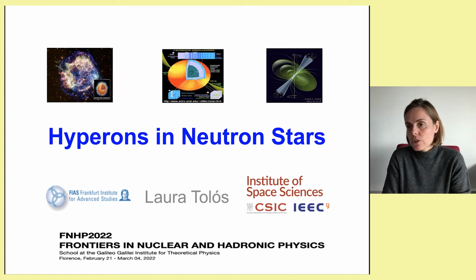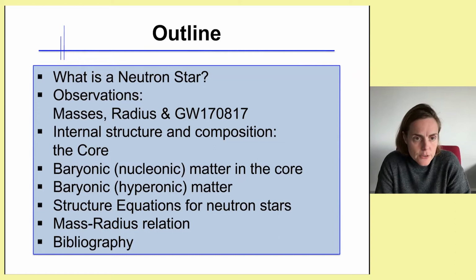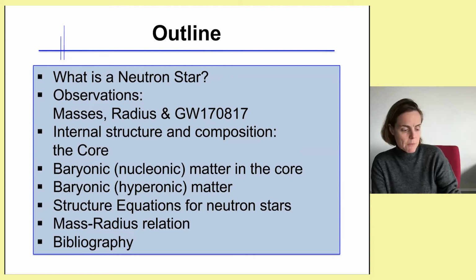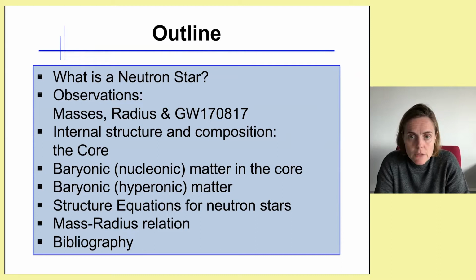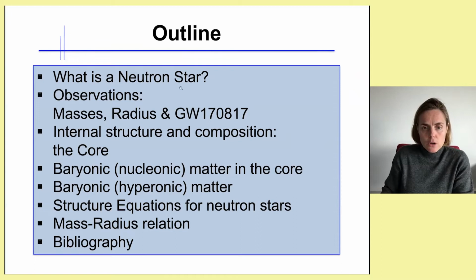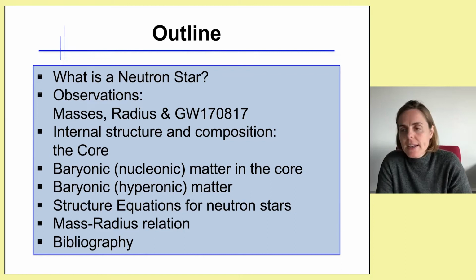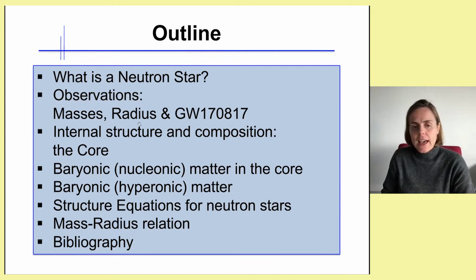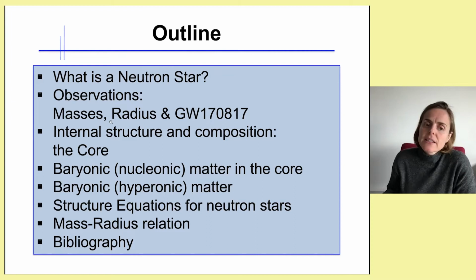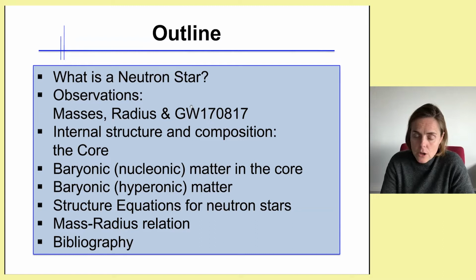So the outline of the lecture is, first of all, to introduce neutron stars. Maybe half of you or even more people know about what a neutron star is, but I will give you some ideas. And then I will concentrate on a couple of observations, a couple things that people have been observing, that are connected later on with what is in the interior, which is masses, radius, and also what are called gravitational wave events coming from the mergers of two neutron stars.